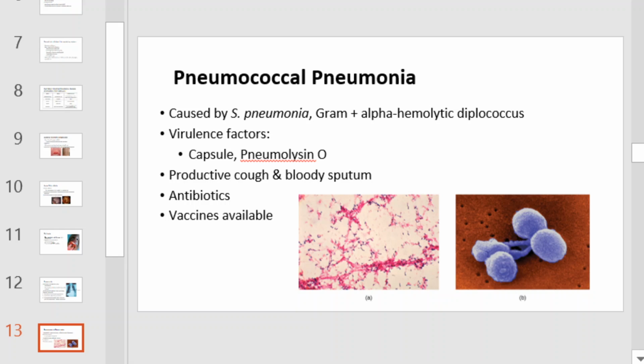Pneumococcal pneumonia is caused by Streptococcus pneumoniae, which are gram-positive alpha hemolytic diplococcus organisms. Their virulence factors come from their capsule. The symptoms include a productive cough and sometimes bloody sputum. It can be treated with antibiotics and vaccines.